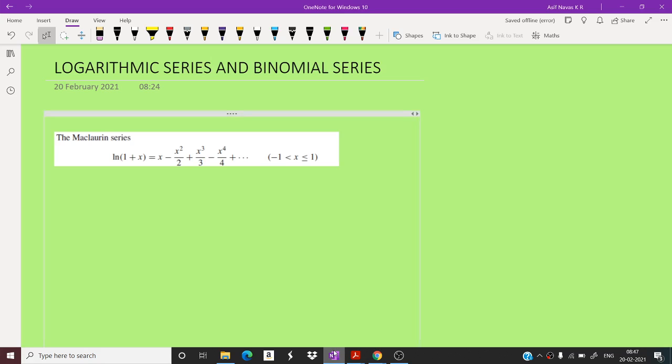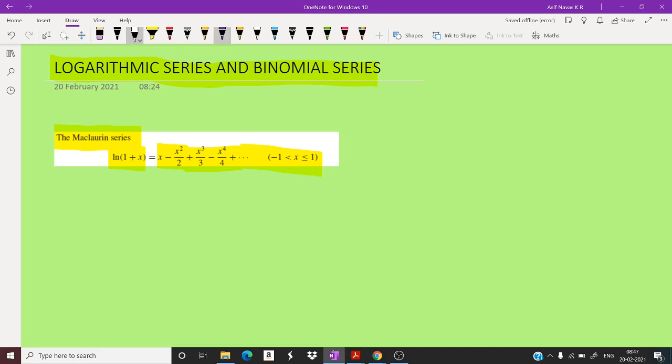Okay, so first I will define what is the logarithmic series. So the Maclaurin series of log(1 + x) is equal to x minus x squared by 2 plus x cubed by 3 minus x raised to 4 by 4, etc. And this is valid when -1 < x < 1.